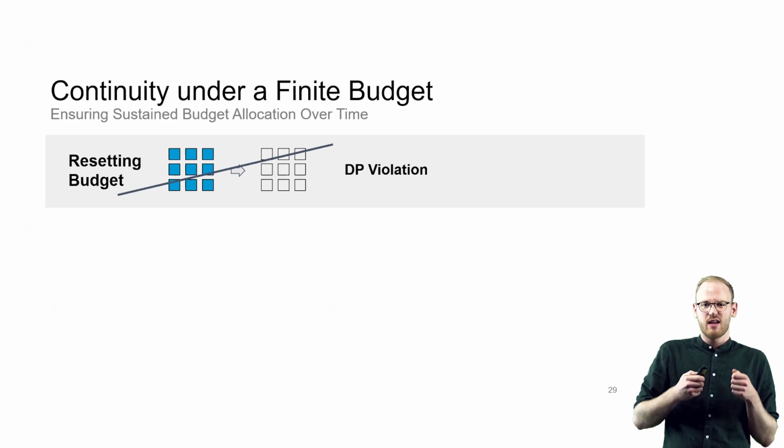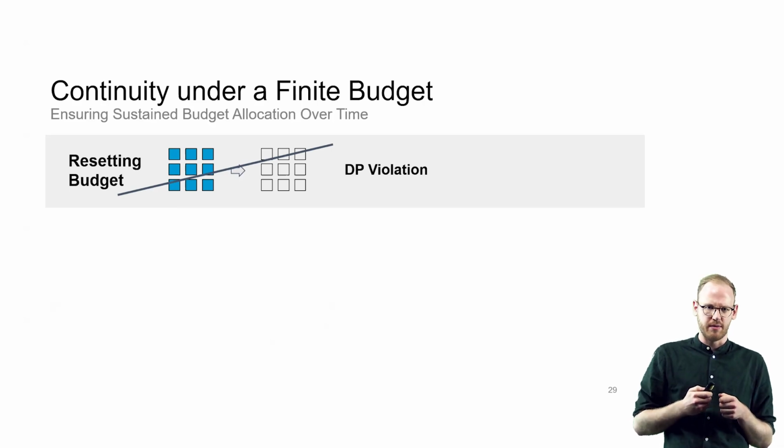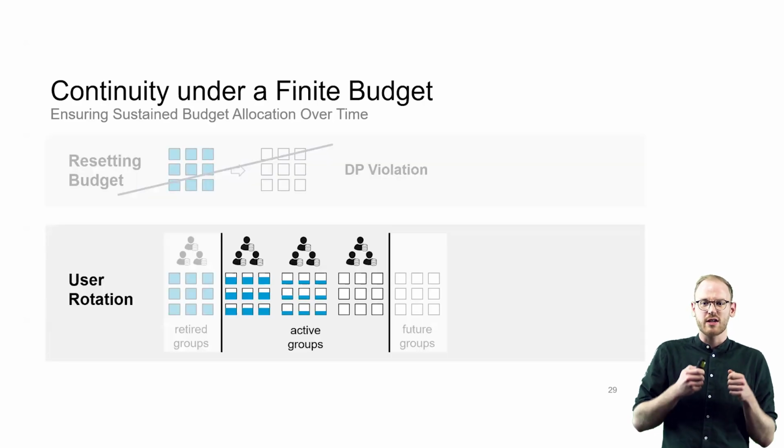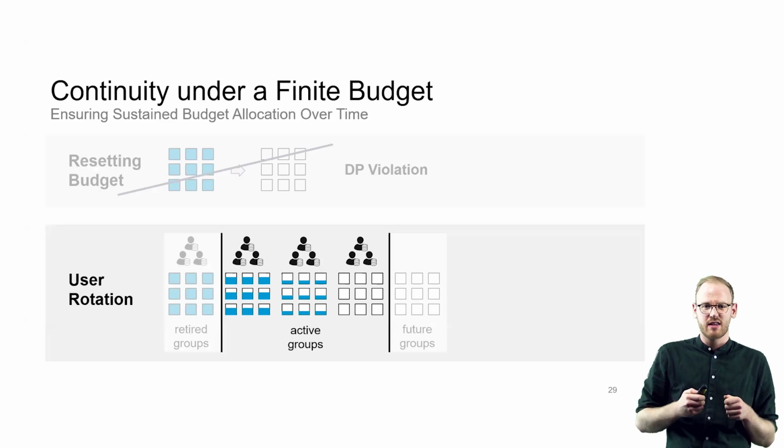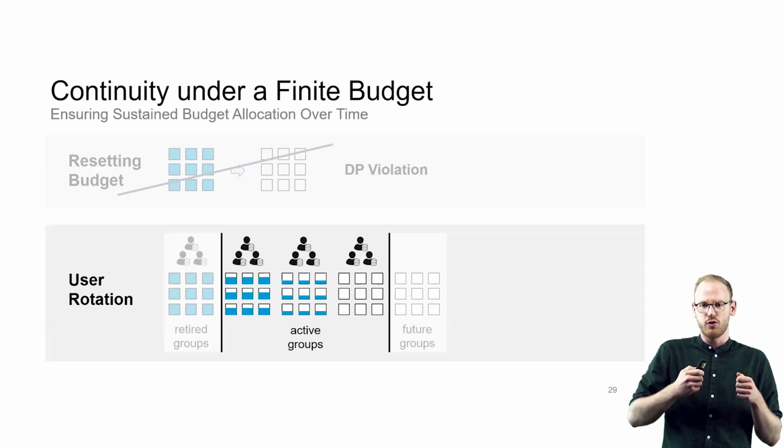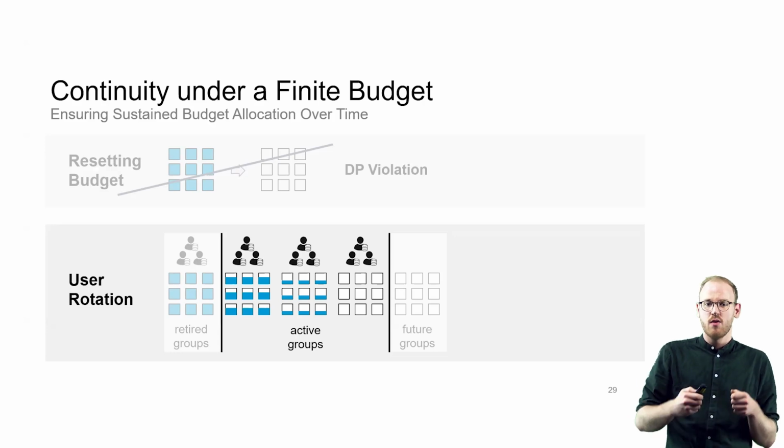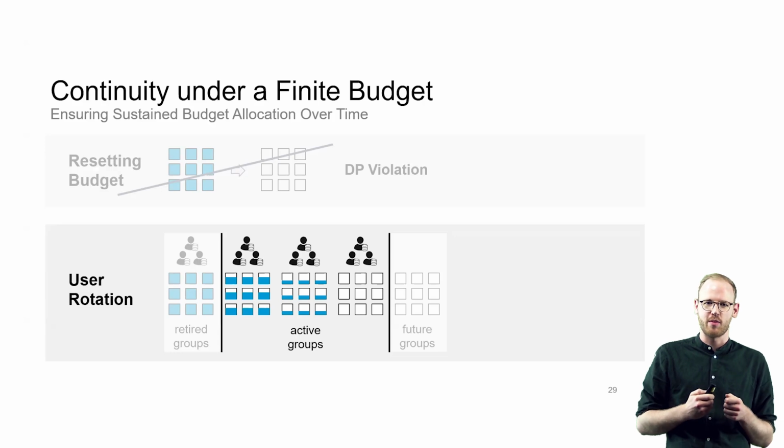However, this fundamentally undermines the guarantees of DP. Instead, Cohere exploits the fact that in large systems there is virtually always a steady influx of new users. While privacy budgets for individual users must be finite, we can retire users and replace them with new users to replenish the overall available budget.